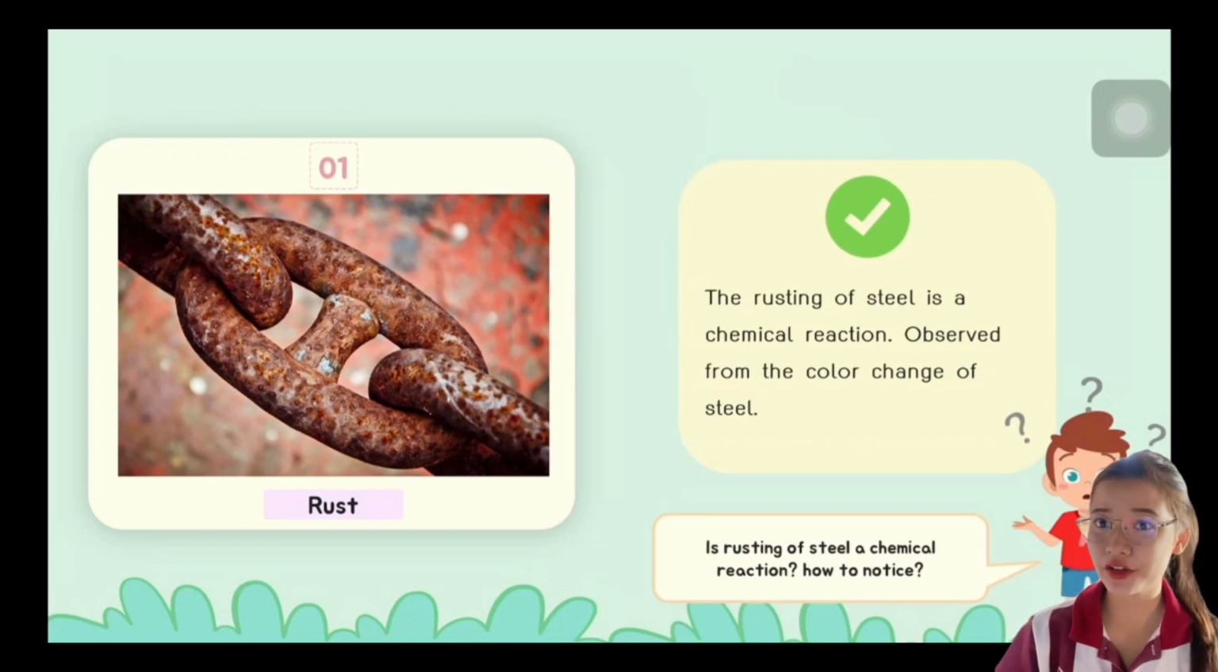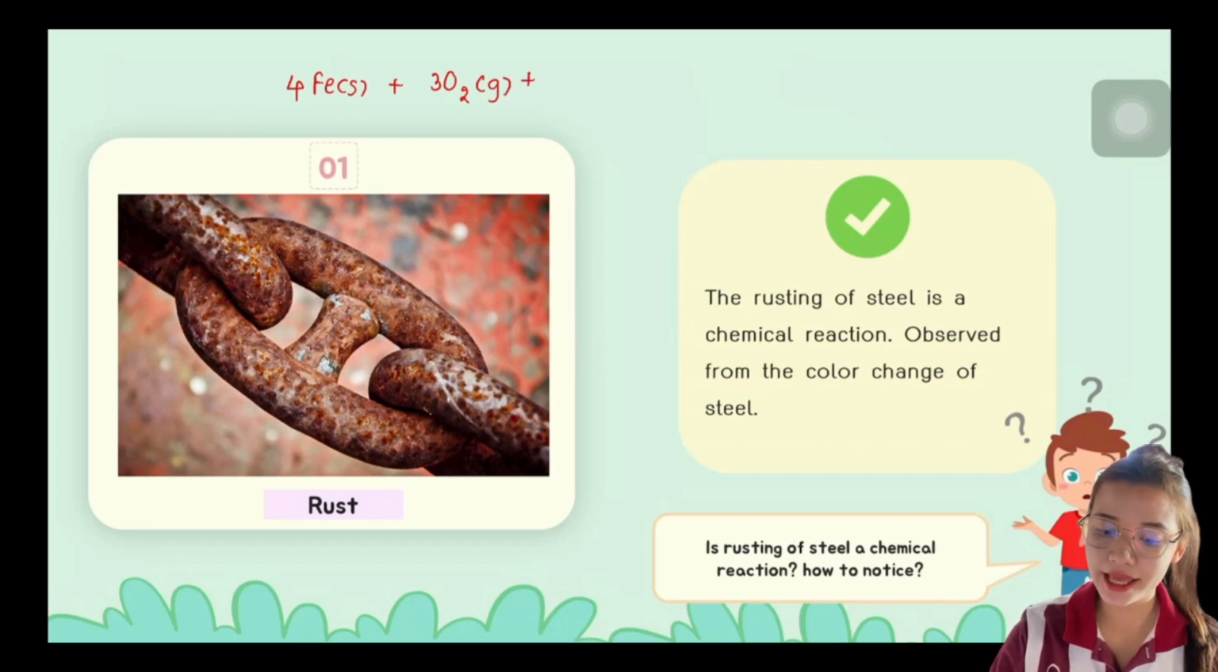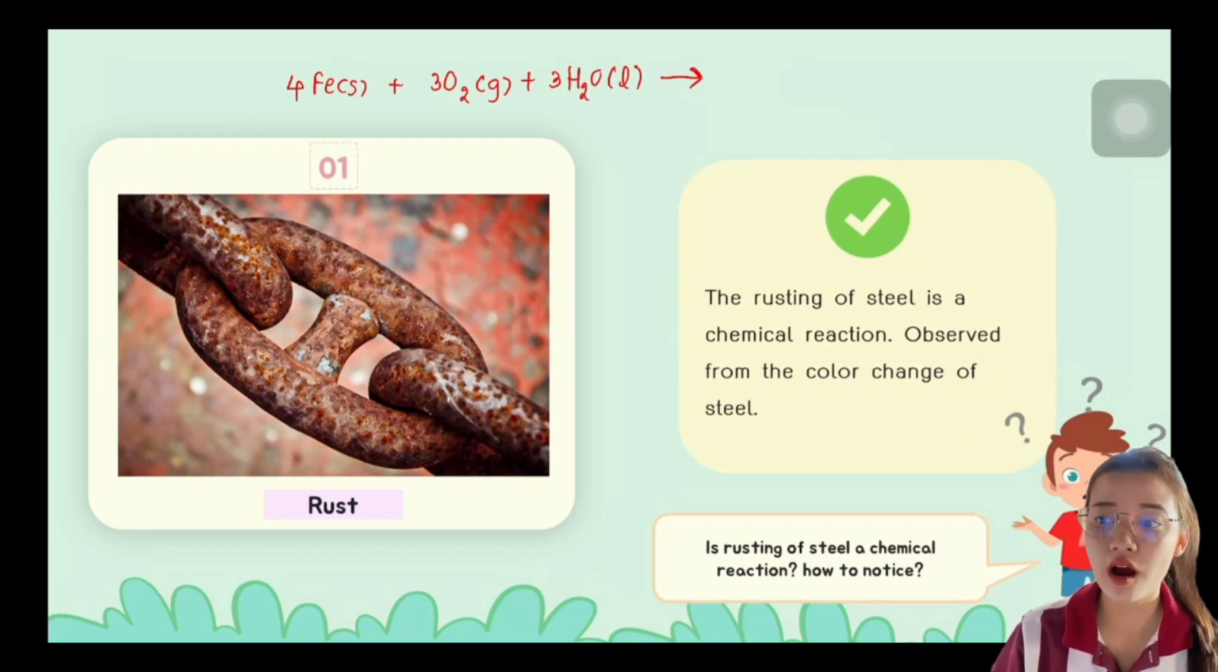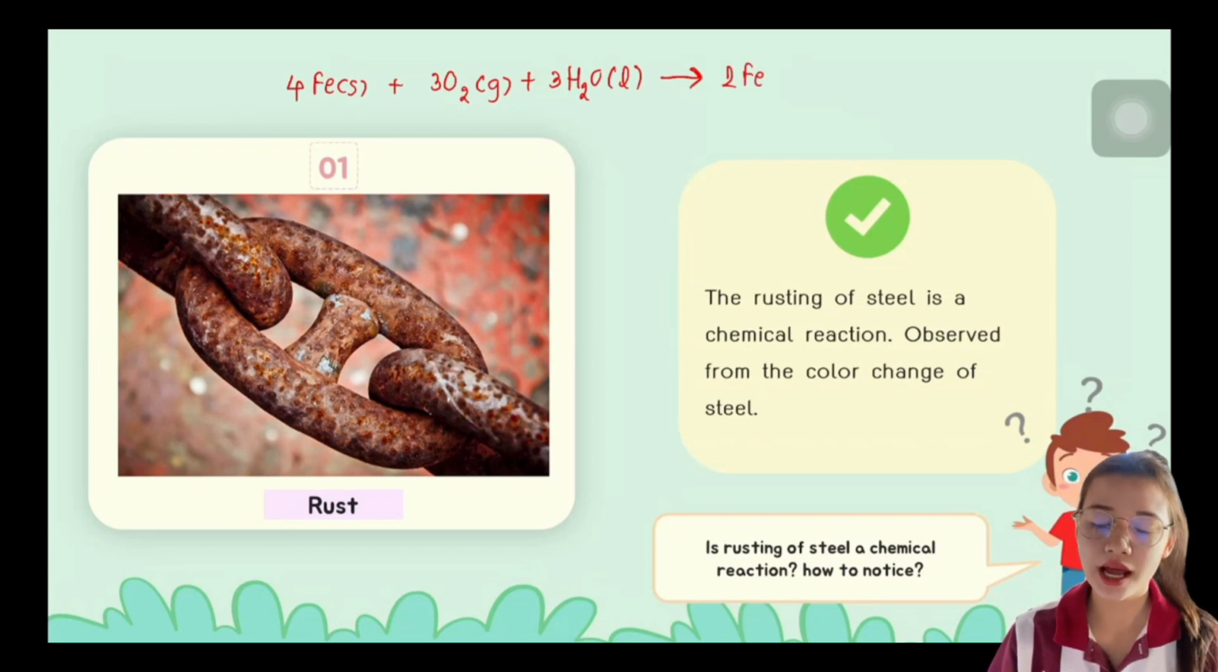This is the chemical equation of the reaction: 4 moles of iron react with 3 moles of oxygen gas and 3 moles of water. The product substance is iron(III) oxide trihydrate. So this is rust.